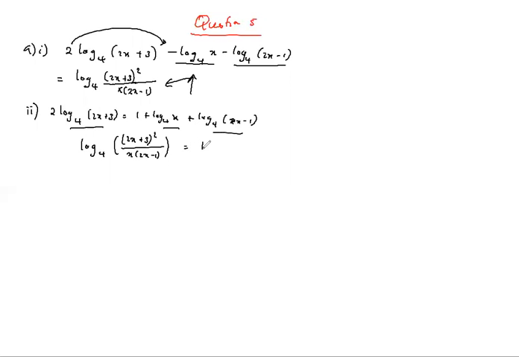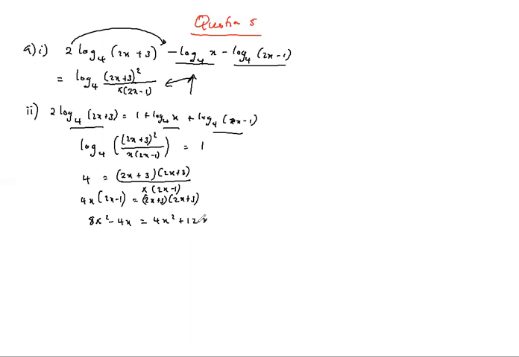is equal to 1. Then you raise to the power. 4 to the power 1 is 4. So you have (2x plus 3) squared. You expand and then divide by x(2x minus 1). Cross multiply, you have 4x(2x minus 1) is (2x plus 3) squared. So what you get is 8x squared minus 4x is equal to 4x squared plus 12x plus 9.